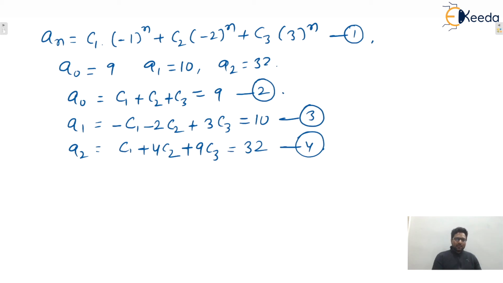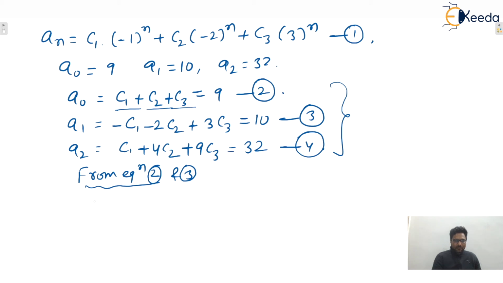So you can see that there are three equations 2, 3 and 4 and three unknowns C1, C2, C3. So easily you can find the values of C1, C2 and C3. How to find? From equations 2 and 3, we can eliminate one variable, that is C1, by adding both of them, isn't it? By multiplying somehow. Or you can do it, because three equations are there and three unknowns are there.